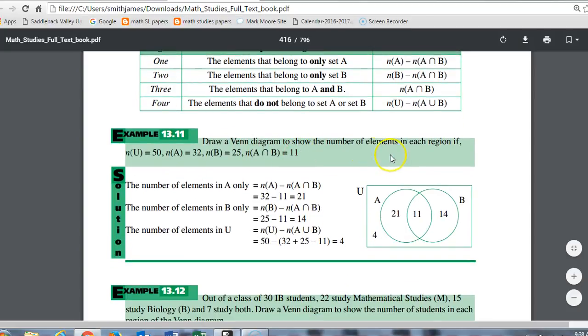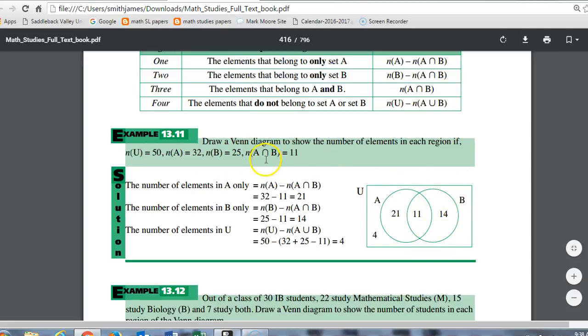If you look at this setup that you see on this one, they're giving us the universal set, which means again that everything in this whole rectangle should add up to 50 for this problem. The number of elements in event A would be 32. Remember, that is everything in event A, so everything in this entire circle should add up to 32. They tell us that B is 25. So everything in circle B should add up to 25.